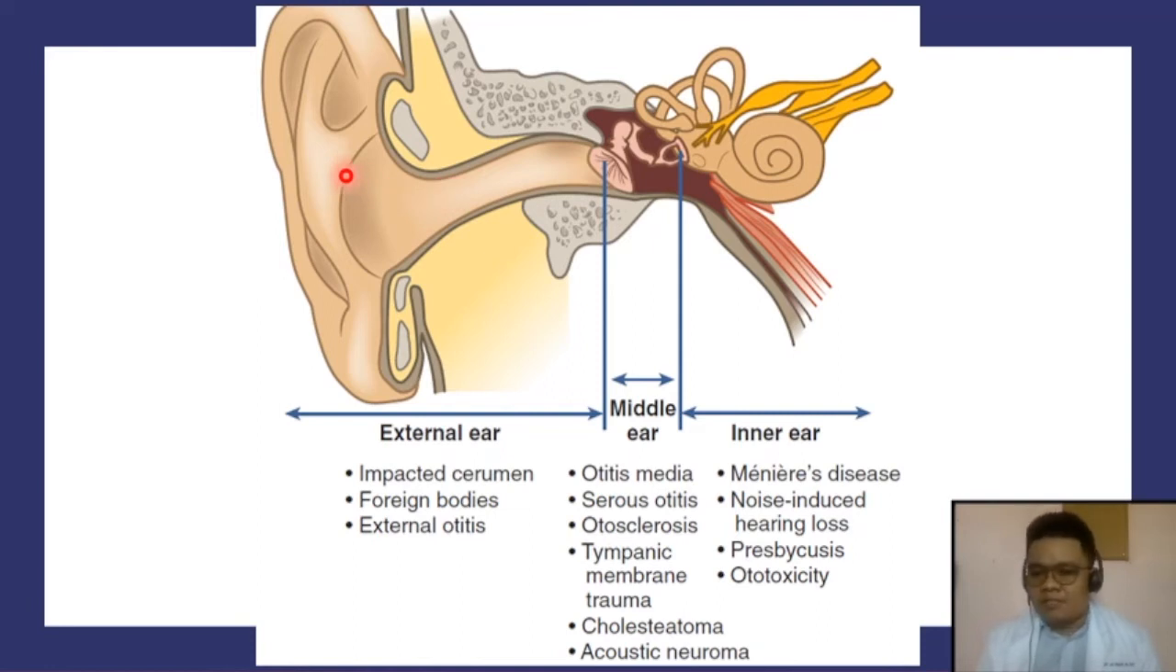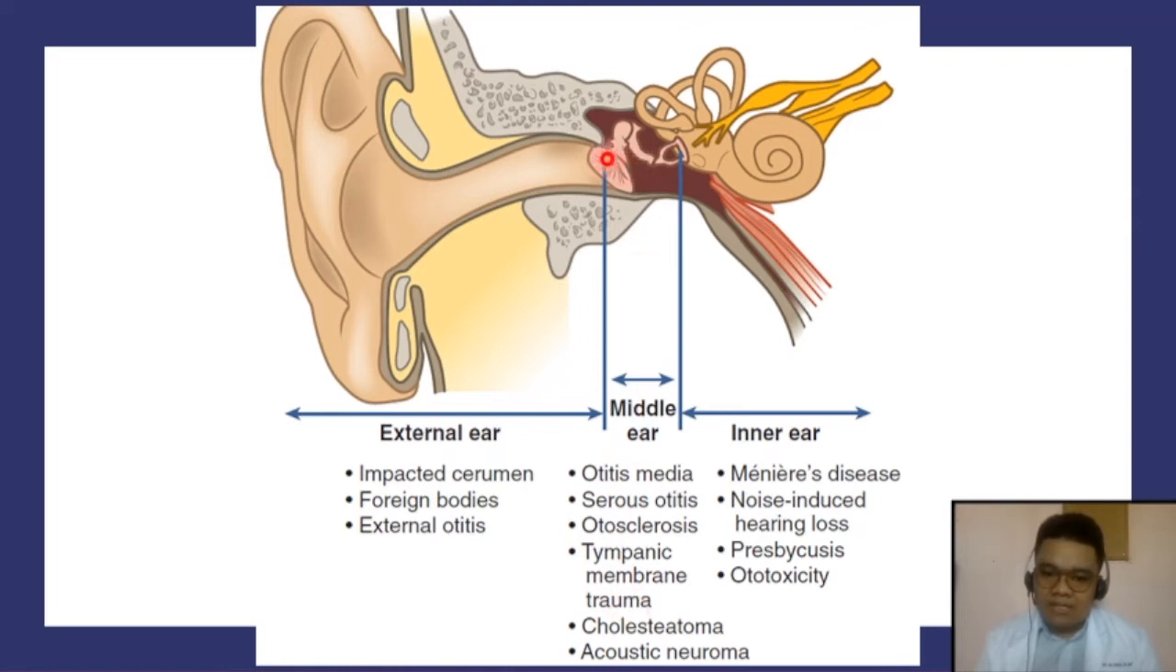External otitis is common among swimmers. I don't know if you've experienced that. Severe ear pain after you have been swimming for long. So that's external otitis. And then for your middle ear, you would have otitis media. So middle ear otitis. You have your serous otitis. Serous as in there are a lot of fluids. Otosclerosis, the hardening of your ossicles.